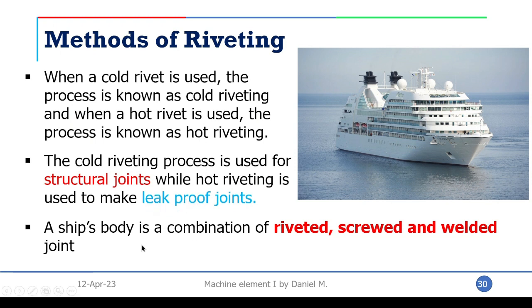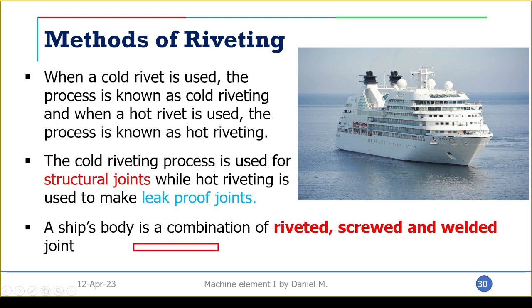That means if we assume, for example, one plate lapping over another plate like so, and they are joined by the rivet like that, then if the rivet is hot previously, after the operation has been done, it cools down. After cooling down, the length of this rivet decreases. So when the length of the rivet decreases, there will be a very tight joint between the two metals. That brings a leak-proof joint. Since they become very tight, there cannot be any leakage. Very good property of joints.